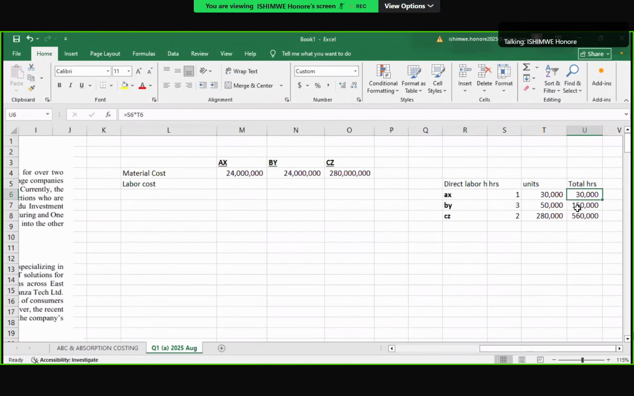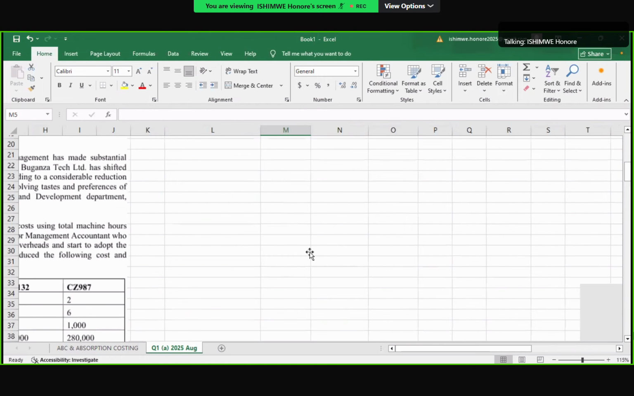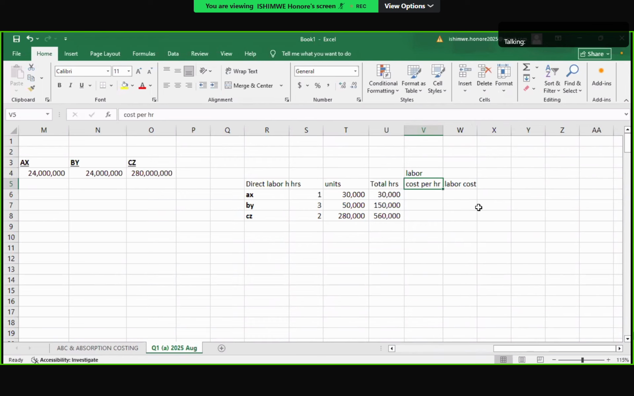The whole hours, which is 30, 150, and 560. So the labor cost per hour, it is 250, 250 everywhere. Okay, so I can determine it here. Labor cost, because this is the labor rate or cost per hour. We can call it labor cost per hour. Then it is 250. They pay in 1 hour.